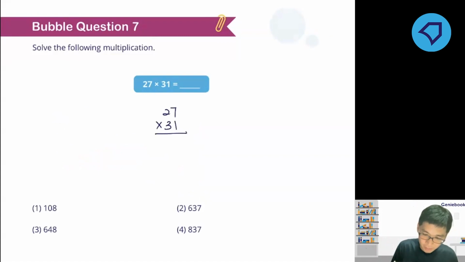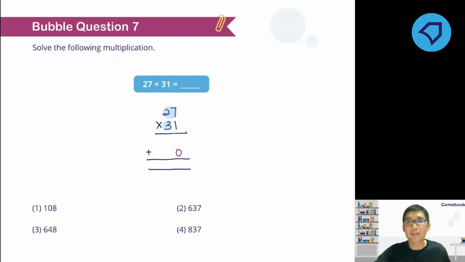Start by solving this first. Get your answer, put it down. And after that, make sure in your second row, you put a 0 first before working on this. Then once you have gotten those two, add them together. All right. So you have 1.5 minutes and your time begins now.